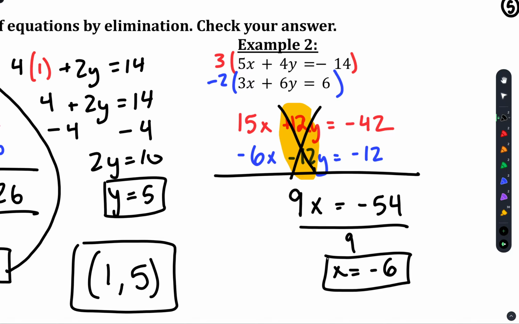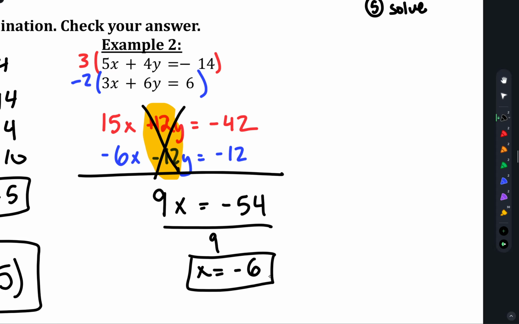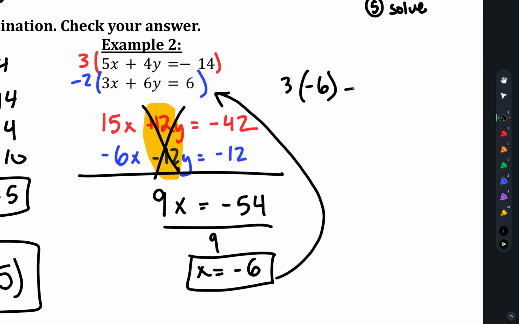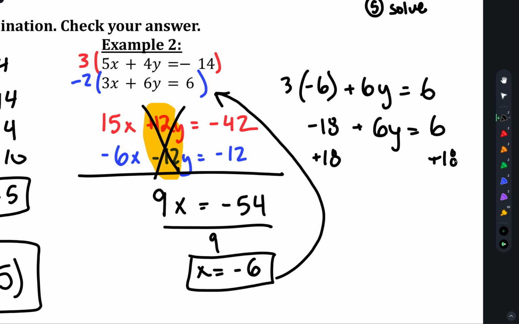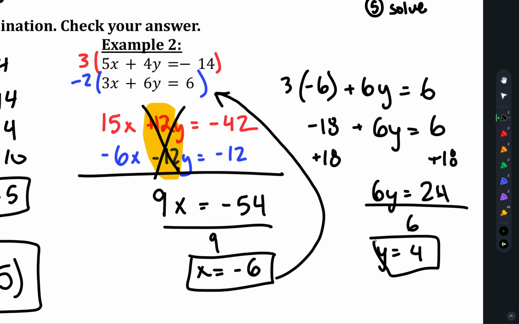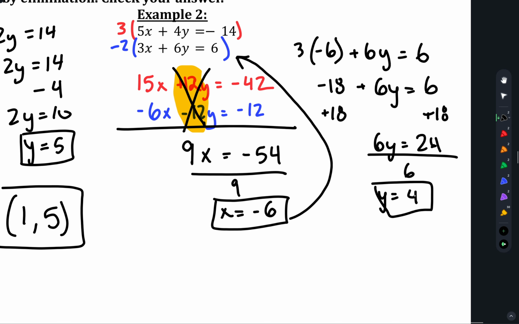So x is negative 6. Remember, plug it back in. Doesn't matter which original equation you plug it back into, by the way. I'm adding 18 to both sides. 6y equals 24, or y equals 4. Finish it off. Write your answer as an ordered pair, negative 6, comma 4.